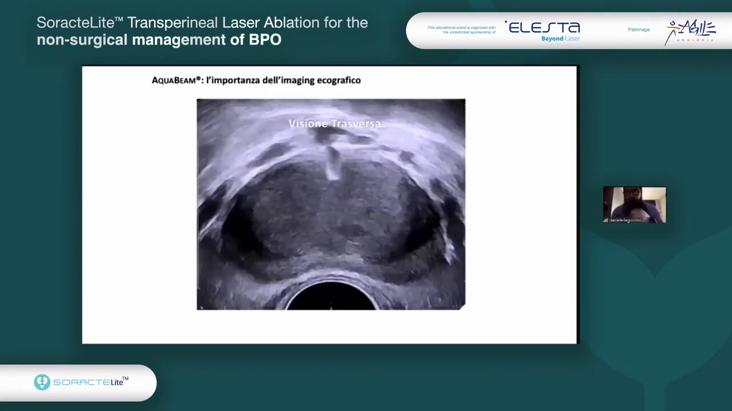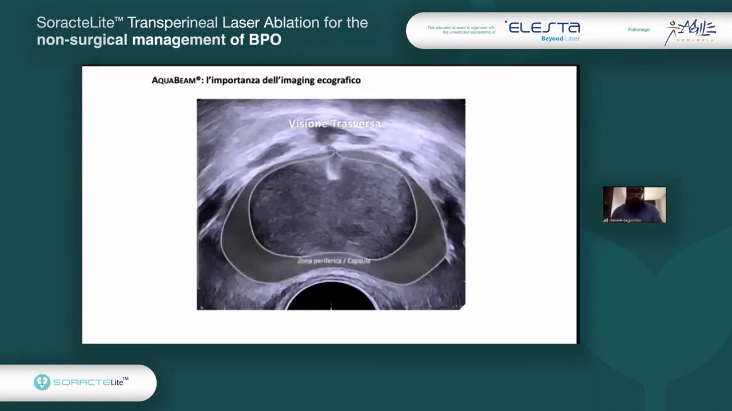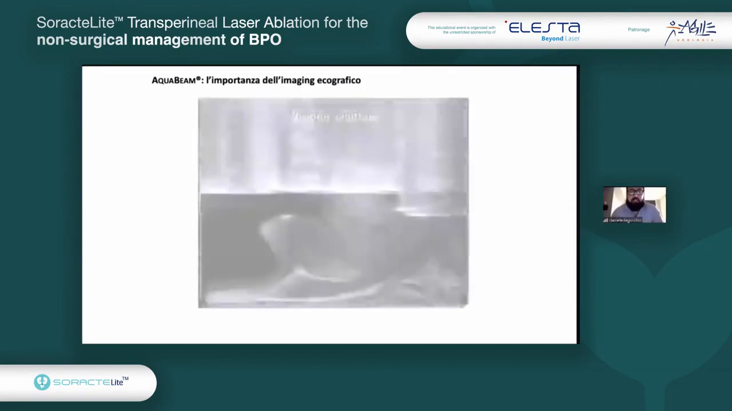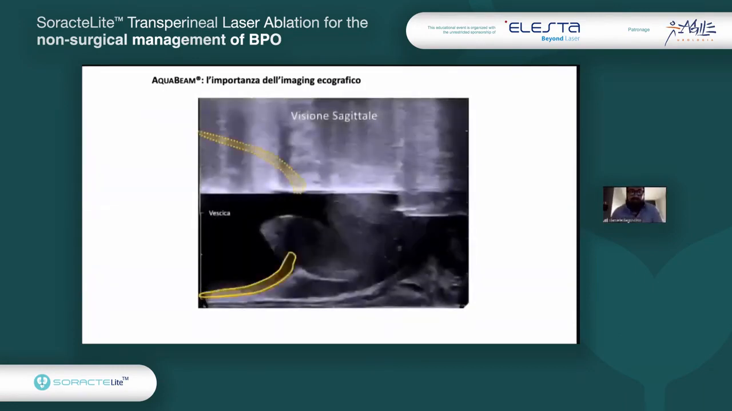The procedure is ultrasound guided, in real time. We have the axial ultrasound view of the prostate, and we can identify the treatment area in the central adenoma of the prostate. We can identify the median lobe and the lateral lobes of the prostate in axial view. In sagittal view, we can identify the principal point of start of treatment near the median lobe, the bladder neck, the medial prostate, and the apex of the prostate.